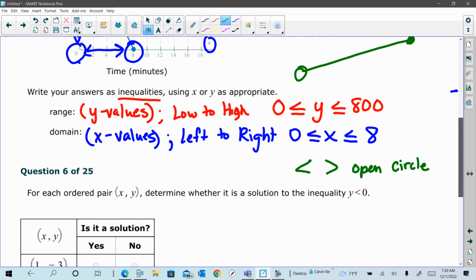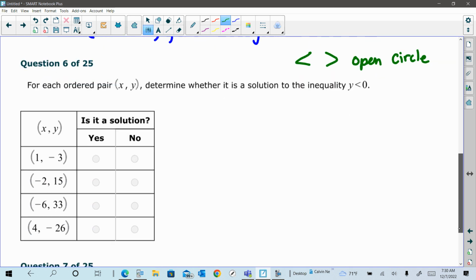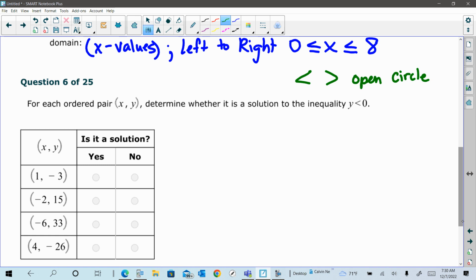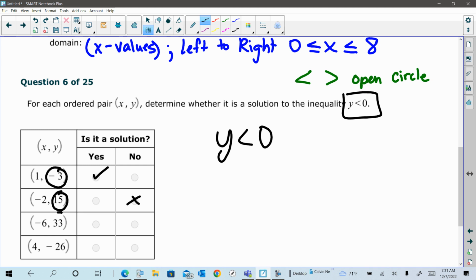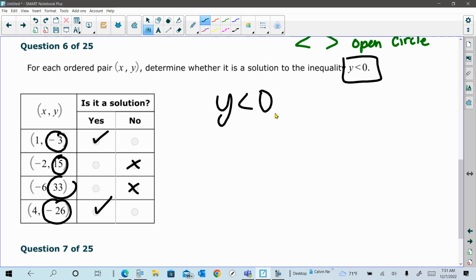All right, you are going to have comparing inequalities. This one's real simple. We have the inequality y is less than 0. So all we're doing is checking our y values. And is the y value less than 0? -3, this would be yes. 15 here, this would be no. 33, this would be no. -26, this would be yes. All you have to do is compare and click yes or no. Now, if your inequality has an expression, you do have to work it out. But I think these are just comparing yes or no.